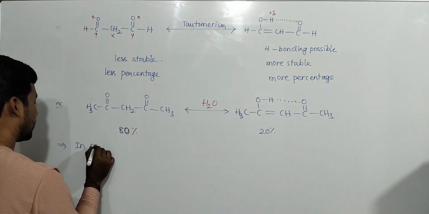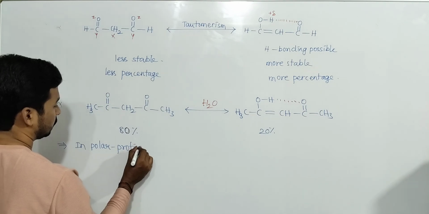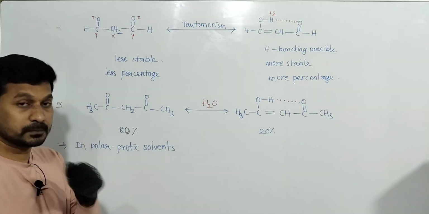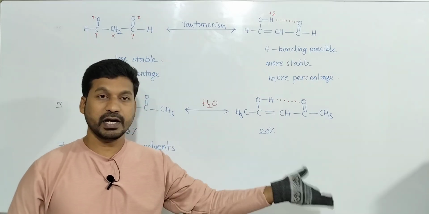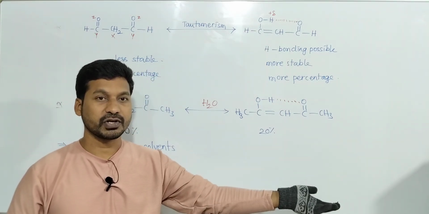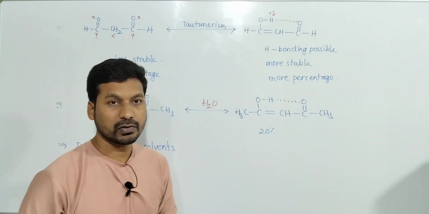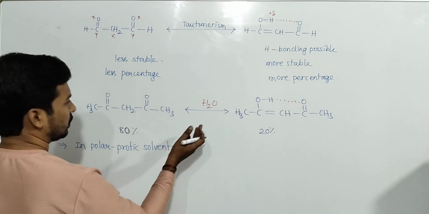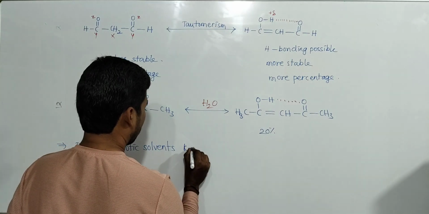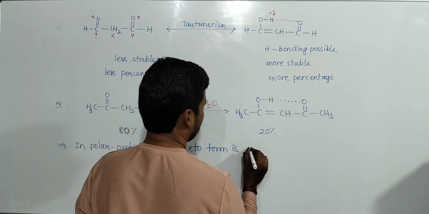So in solvent, we can say this point: in polar protic solvents, aromaticity dominates over hydrogen bonding and conjugation, but between hydrogen bonding and solvent there is no competition, no domination. So here in polar protic solvent, keto form is more content, keto form is more stable.